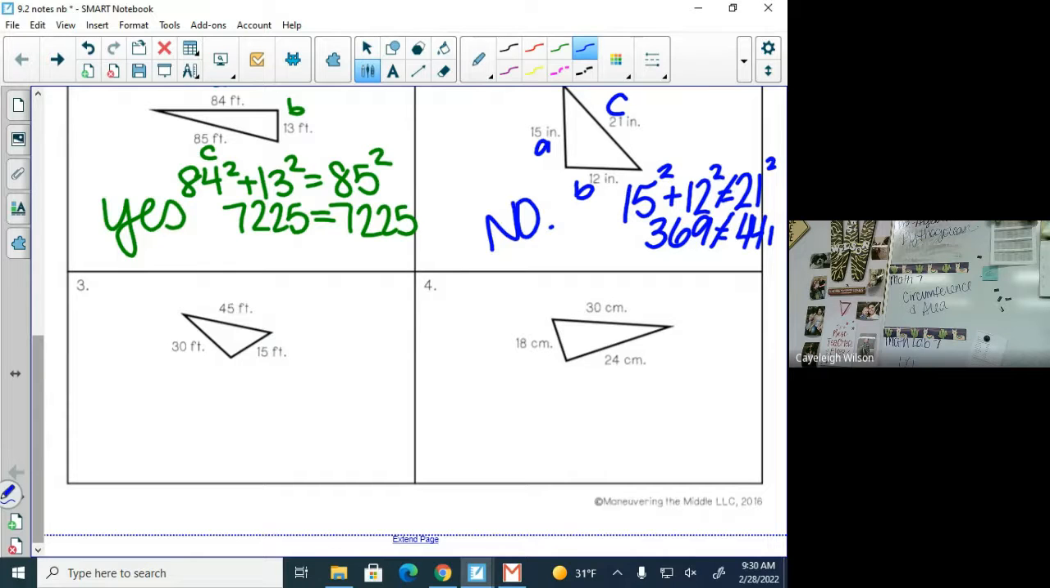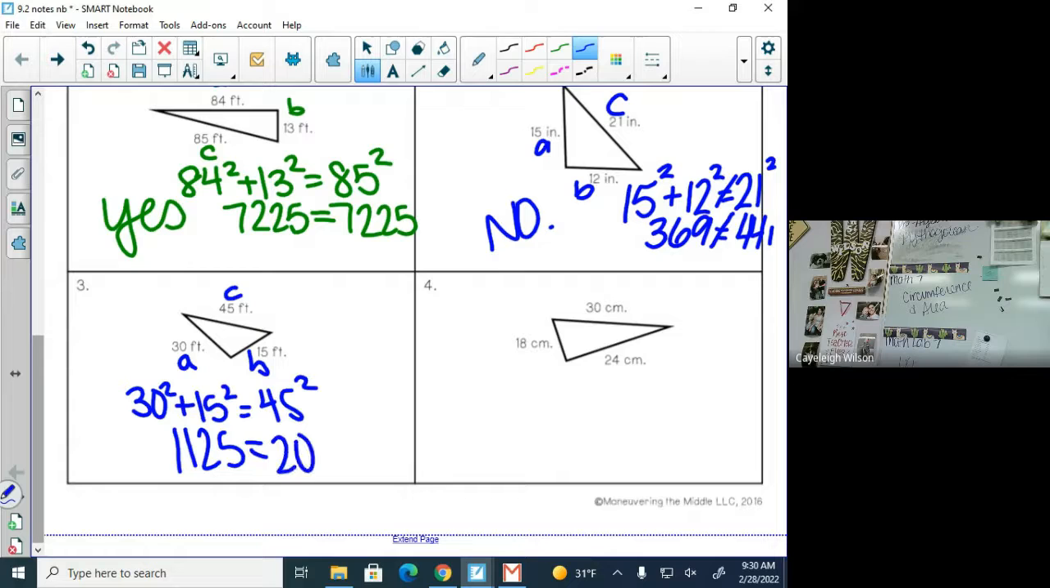All right. So number 3, C is the 45 because it's the longest, A and B. So 30 squared plus 15 squared equals 45 squared. 30 squared plus 15 squared is 1125. 45 squared is 2025. So these are not equal, so it's a no.